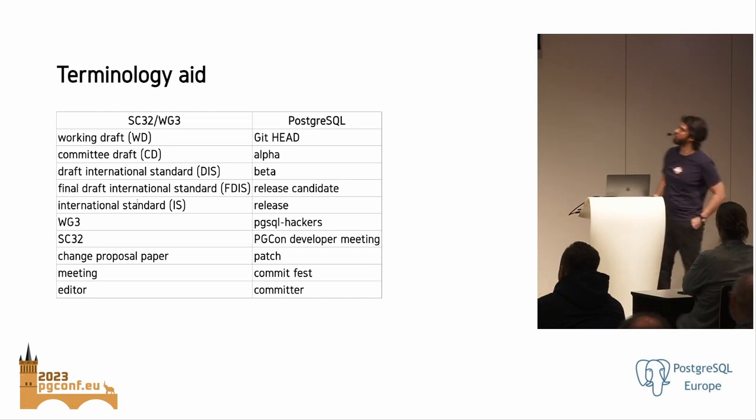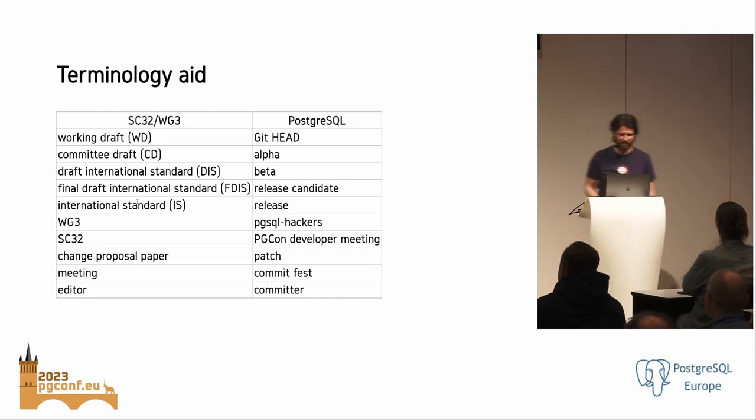The WG3 meetings are the commit fests, and SC32 is the yearly project status check-in, and the editors I indicated are the people who are actually committing, so it's kind of my memory aid here.